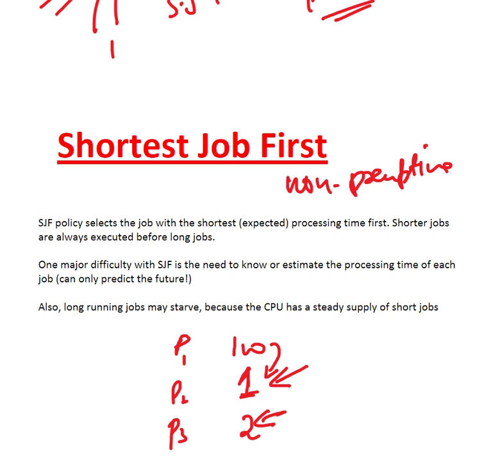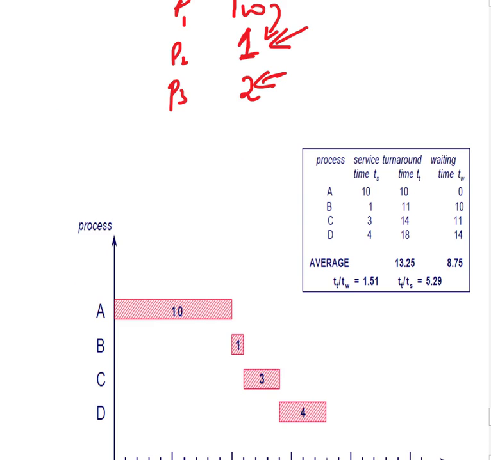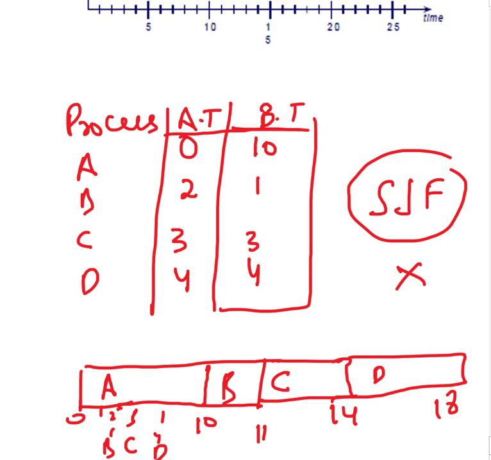One major difficulty of SJF is the need to know or estimate the processing time of each job. What I was talking about earlier is the other point: they should have arrived in the beginning. Everybody should have been there. Only then can you calculate which job is shortest. When they are not there, how can you say someone is short or not? Well, this is one problem.